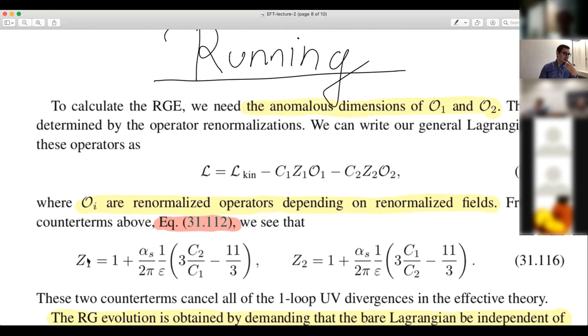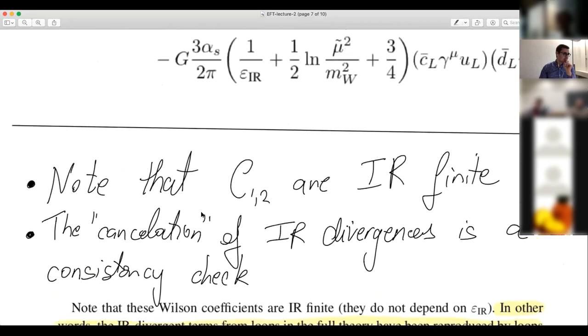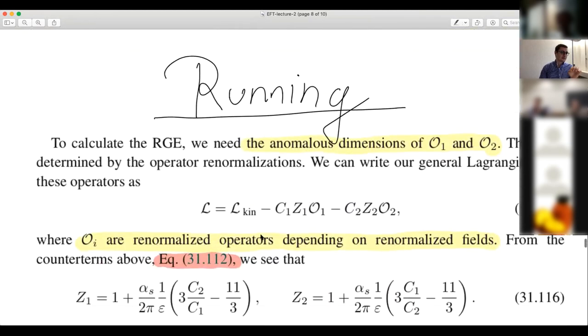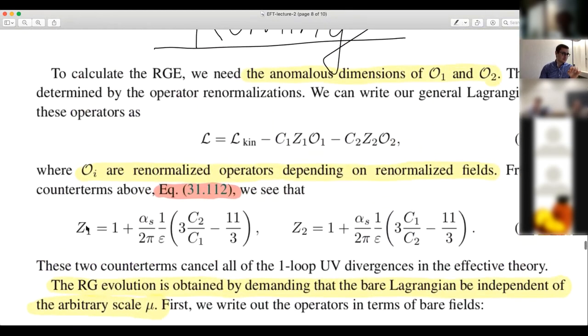So we can actually fix Z1 and Z2. These are basically renormalizations of the Wilson coefficient. We can fix them from the counterterm diagram. Remember that we already calculated the counterterm diagrams. Where was it? It's this thing here. So this is the counterterm diagram. This is renormalized. And so there is this UV divergence. So from here, we can literally read off the renormalization constants of the C1 and C2. And they are given by this formula, Z1 and Z2.